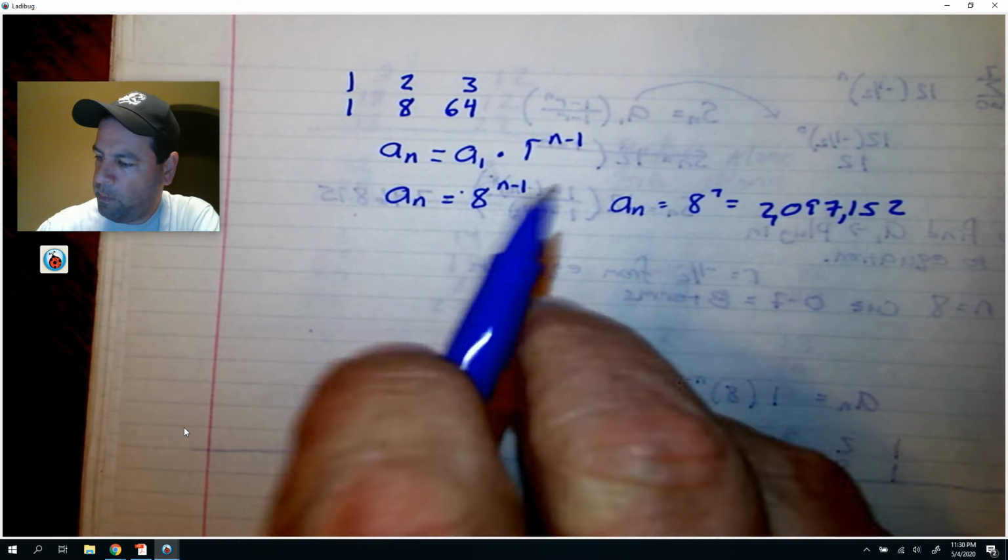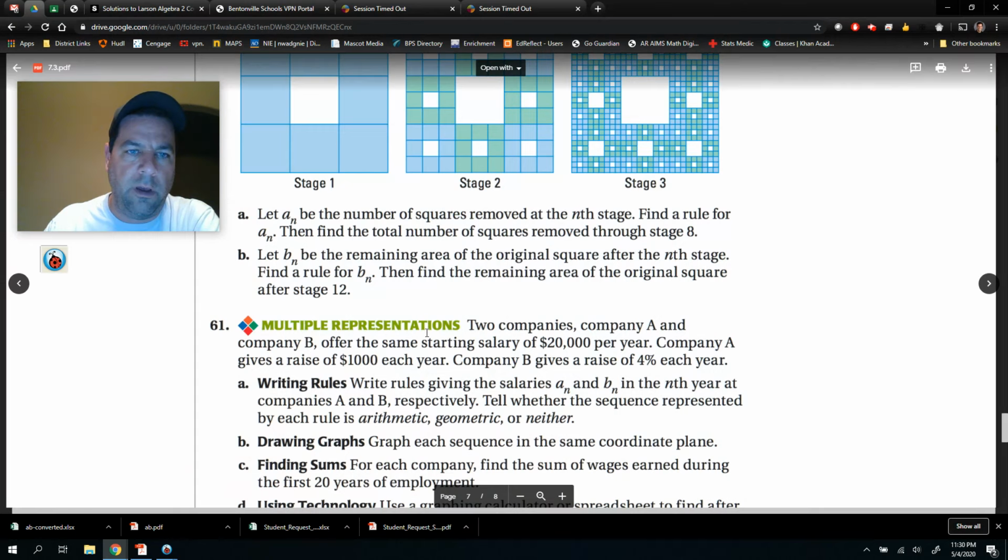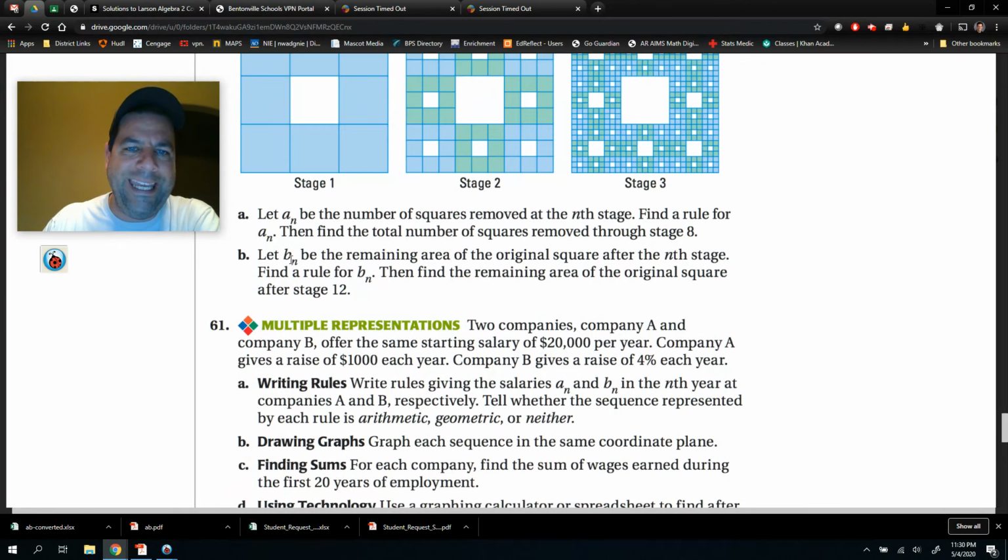Okay. All right, B part, and this was the tough part. Let B be the remaining area of the original squares after the nth stage. Find a rule for B sub n. So I think B sub n, the summation of this is 1 minus r to the n over 1 minus r. And I'm supposed to multiply that times n.